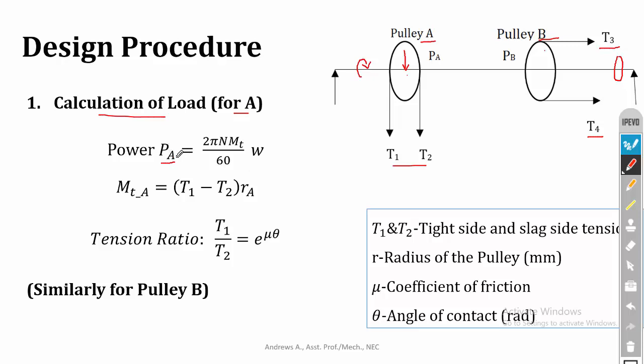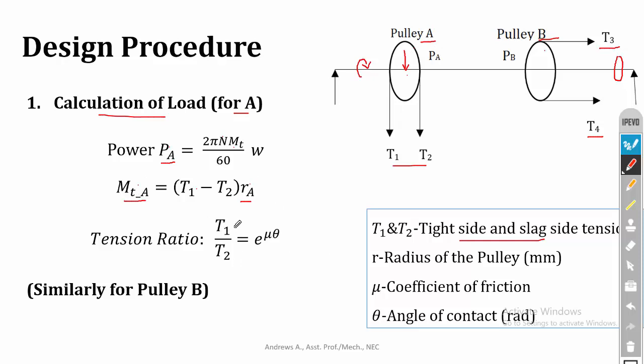So we will use PA. PA is equal to 2 pi N MTA divided by 60. So P is power, N is speed. If you substitute power and speed, you will get torque in Newton meter. Further, the MTA, that is torque on pulley A, is equal to T1 minus T2 into RA. So here T1 and T2 are the tight side and slack side tension. Then RA is the radius of the pulley A. In the problem, they will specify the radius. So we can substitute the value of torque and the radius.